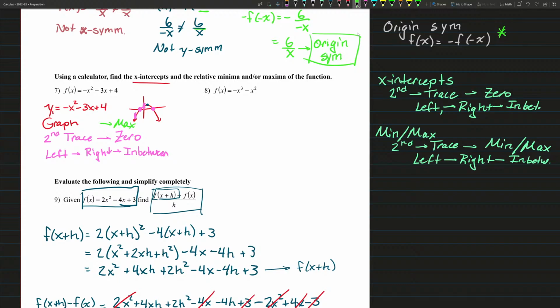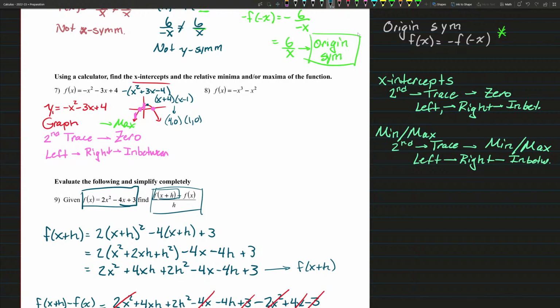I don't know. I'm not expecting you to do it algebraically. We can. You should be able to. So this is x squared plus 3x minus 4. So that'd be plus 4 minus 1. So you should get negative 4, 0, and 1, 0. Right, so those would be the x-intercepts.